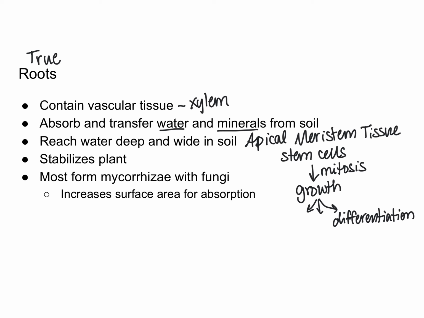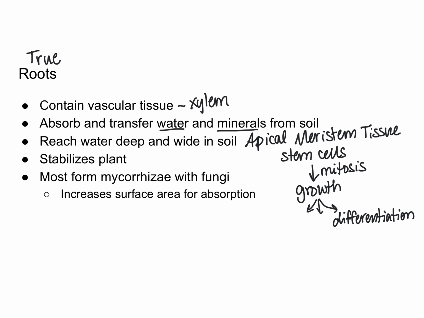So this apical meristem tissue allows roots to continue to grow and essentially grow in the direction of where the water is. If the water is deep down in the soil, then the roots will probably grow further down towards where the water is. If the water is more shallow in the soil, then the roots will grow more towards the surface of the soil.